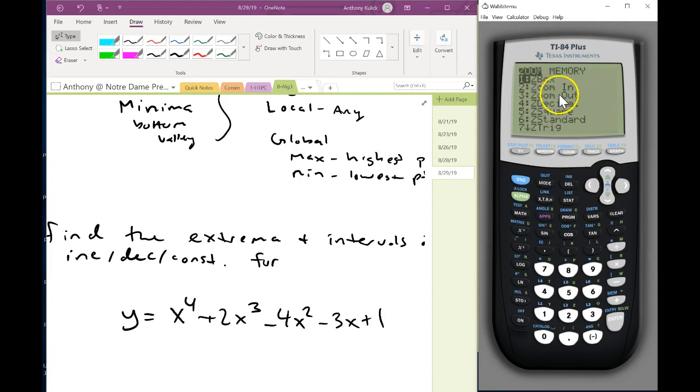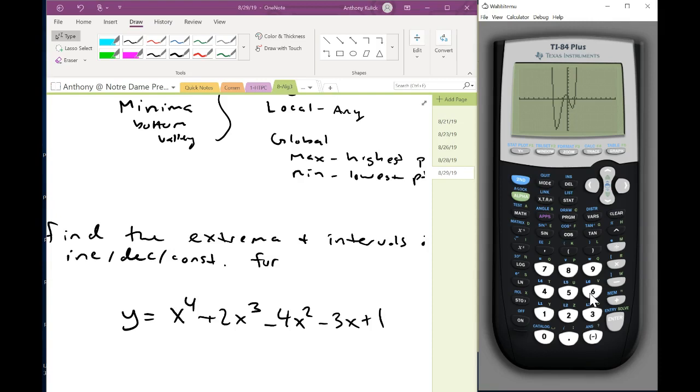And I'm going to pick the option Z standard. Z is short for zoom. The zoom standard is the standard 10 by 10 window. So you can scroll down to that with the up and down arrows and press enter, or you can just type the number 6 because it's command 6. And at this point, it should move you to the graph screen, and the calculator should draw the graph in for you.